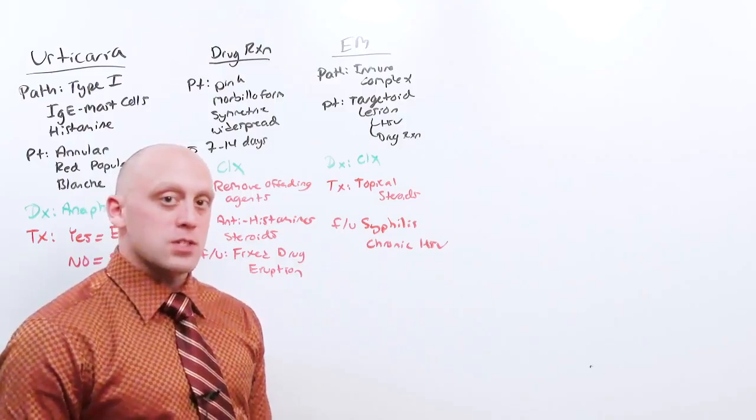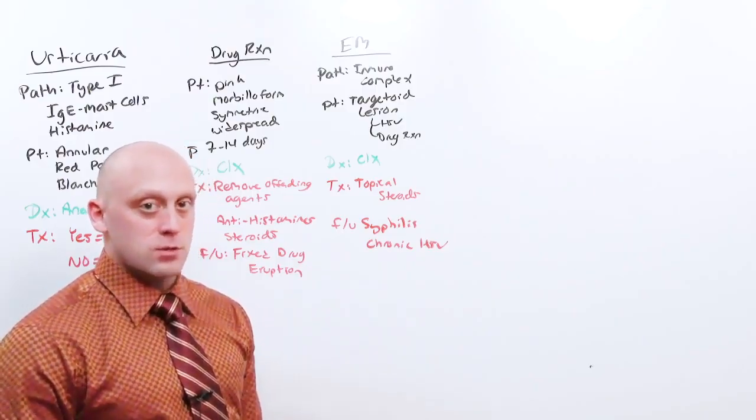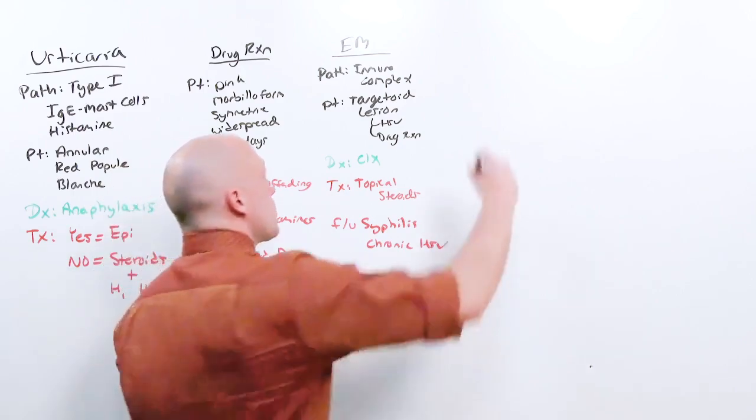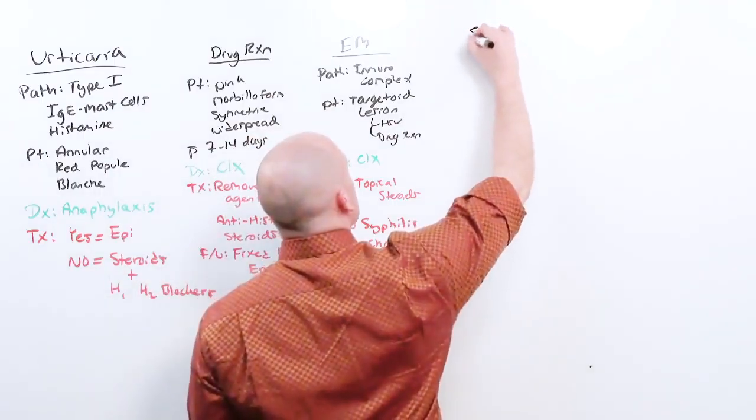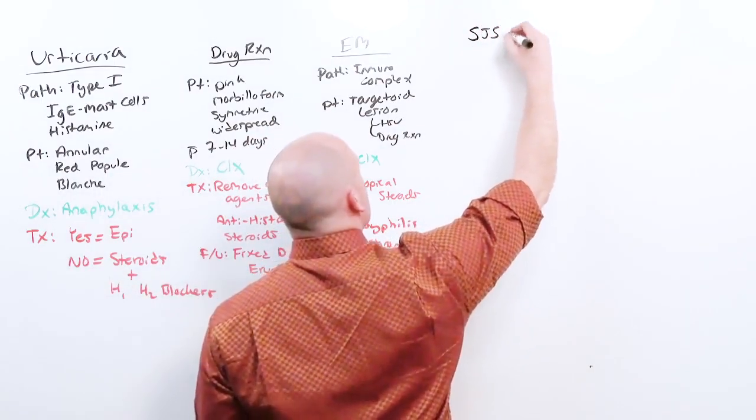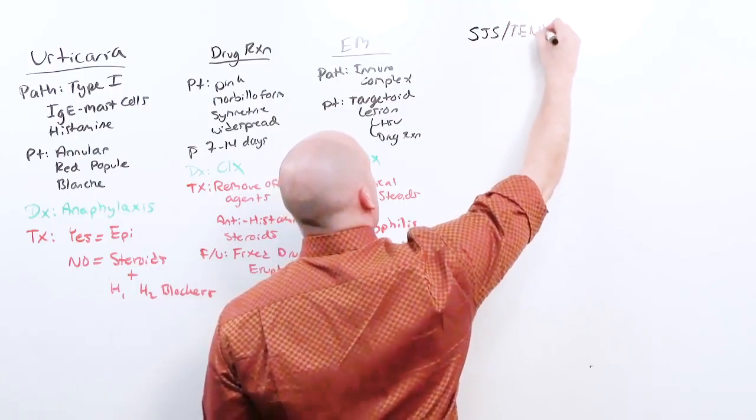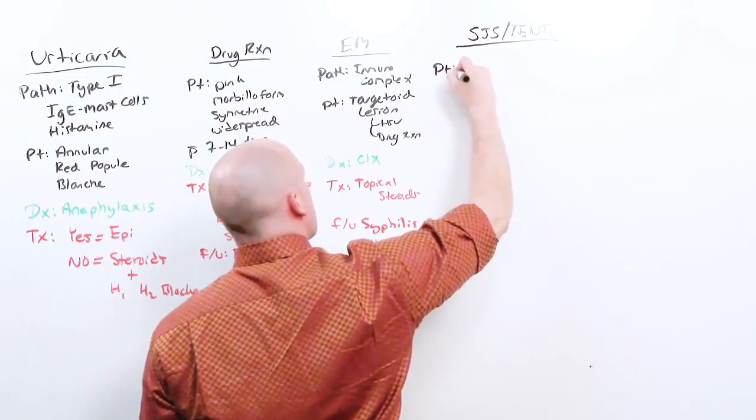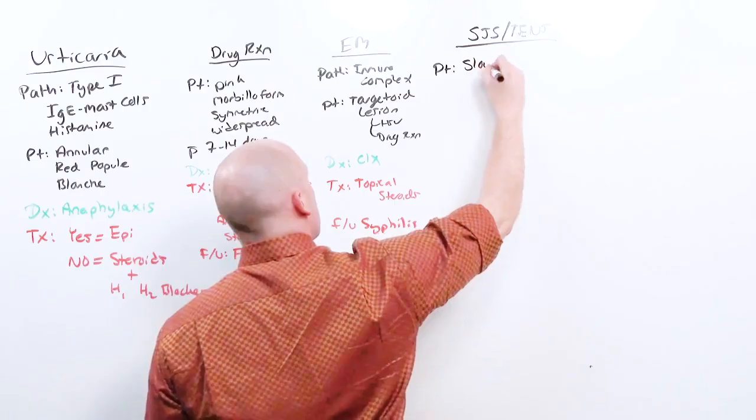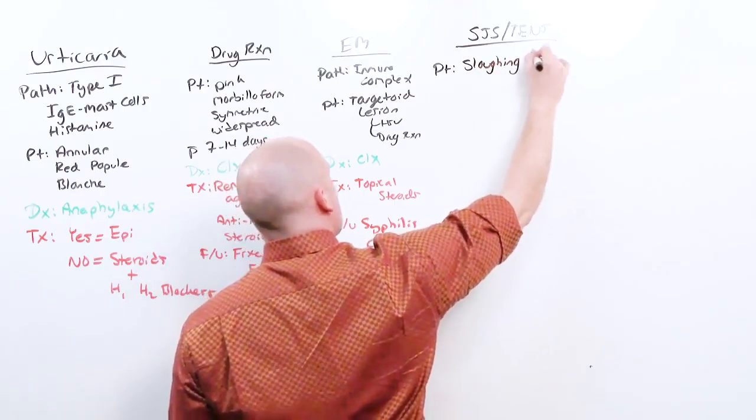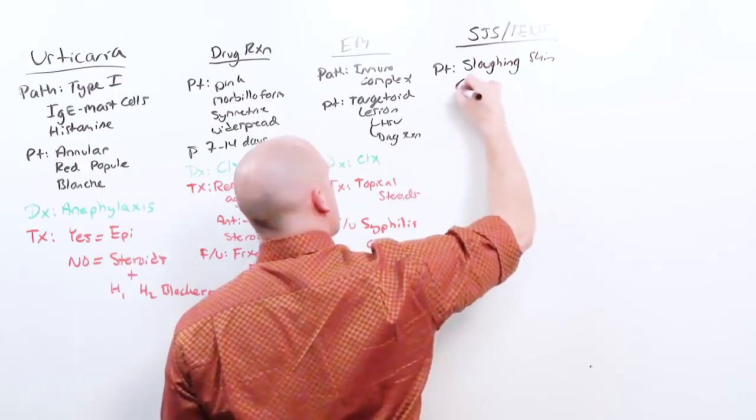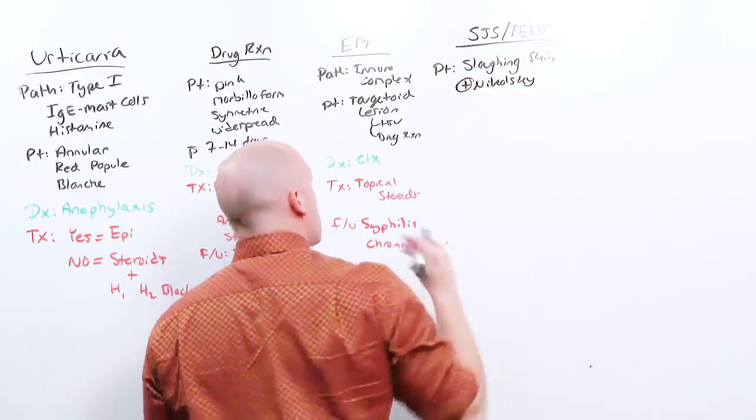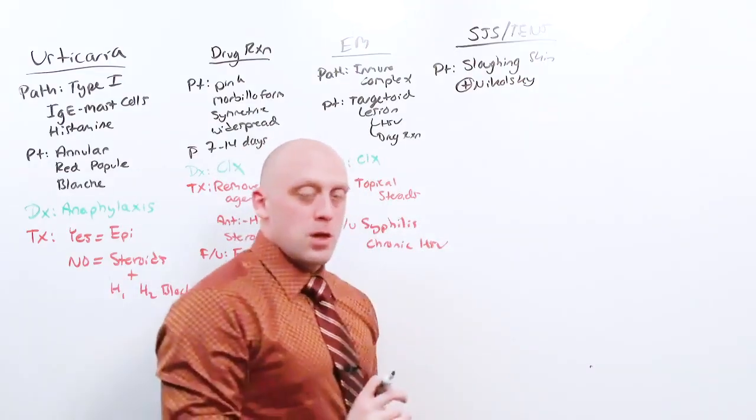And that's going to be the SJS-TEN spectrum, Stevens-Johnson syndrome and toxic epidermal necrolysis. The difference between them is how much of the skin is damaged. And essentially, they're a spectrum of one disease. The patient is going to present with skin sloughing off. There's a positive Nikolsky sign, and the person is looking poorly.